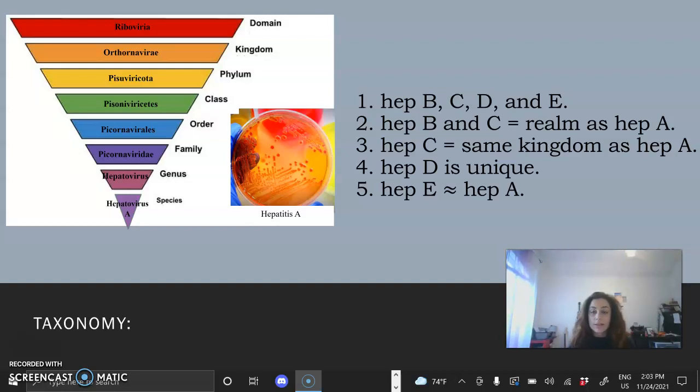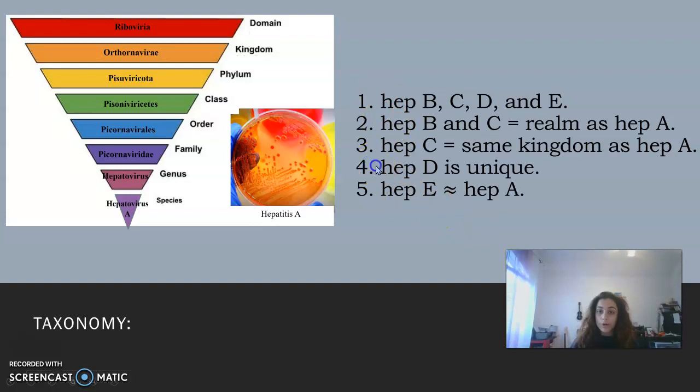There's also Hep B, C, D, and E that are similar to Hep A in different ways. Hep B and C are in the same domain as Hep A, and Hep C is also in the same kingdom as Hep A. Hep D is unique because it develops and is dependent on Hep B virus. And Hep E and A are the same, such that they're both transmitted through contaminated food and water.